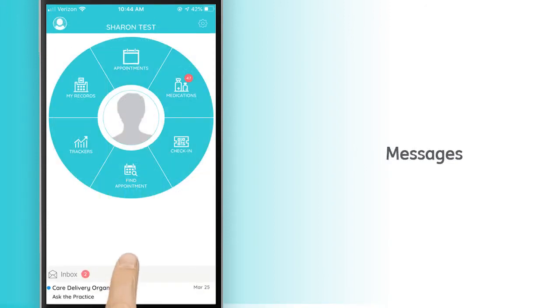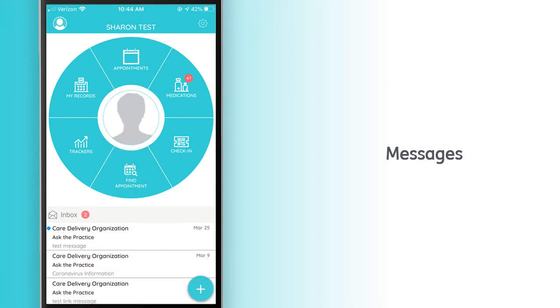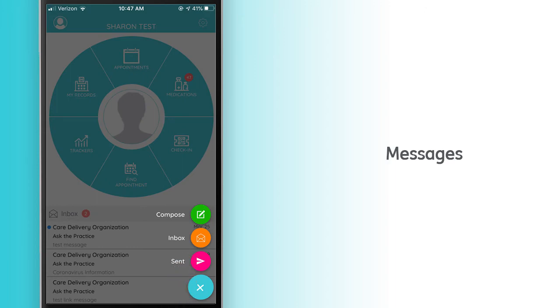By swiping up, you'll see your messages located below. You can click on each message individually to read them. To send a message to your provider's office, click on the plus in the lower right of the screen. You'll then be able to compose and send a message.